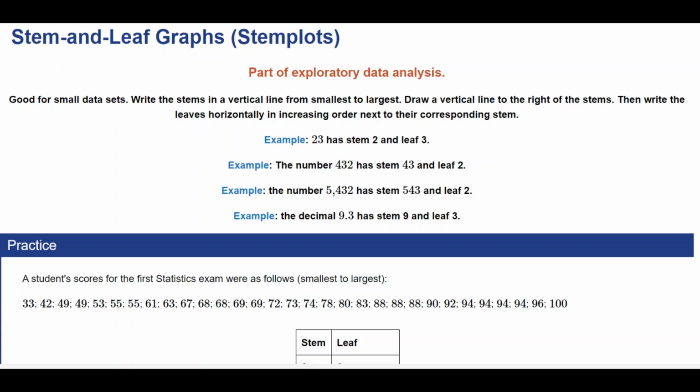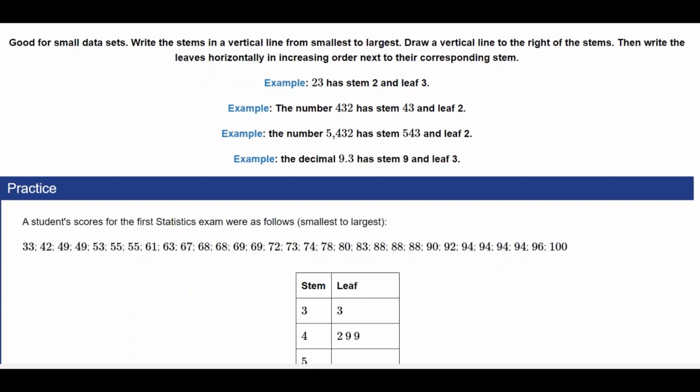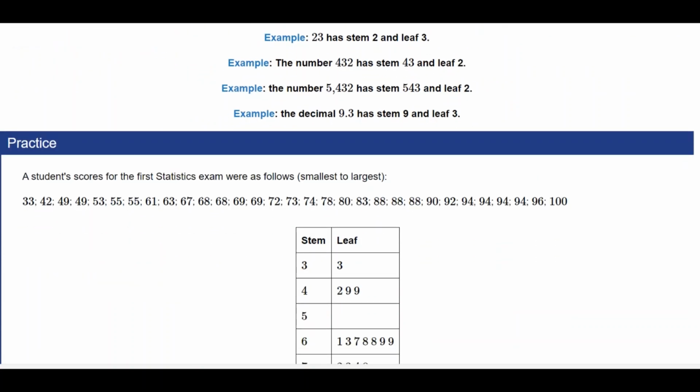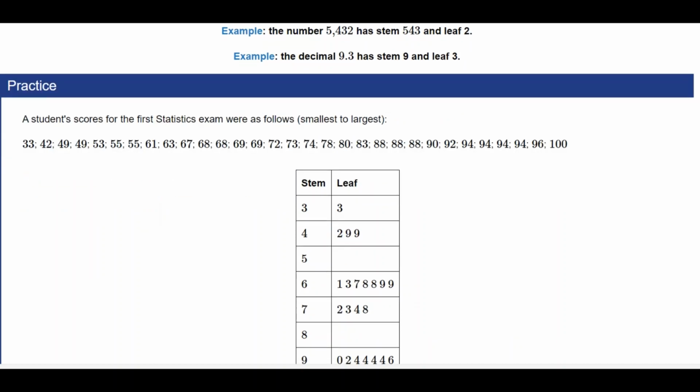For example, the number 23 has stem 2 and leaf 3. So the last digit, the number ending with, is the leaf. Similarly, the number 432 has stem 43 and leaf 2, and the number 5432 has stem 543, while the leaf is the last number, which is 2. And similarly for decimal numbers like 9.3, 9 will be the stem and 3 will be the leaf.